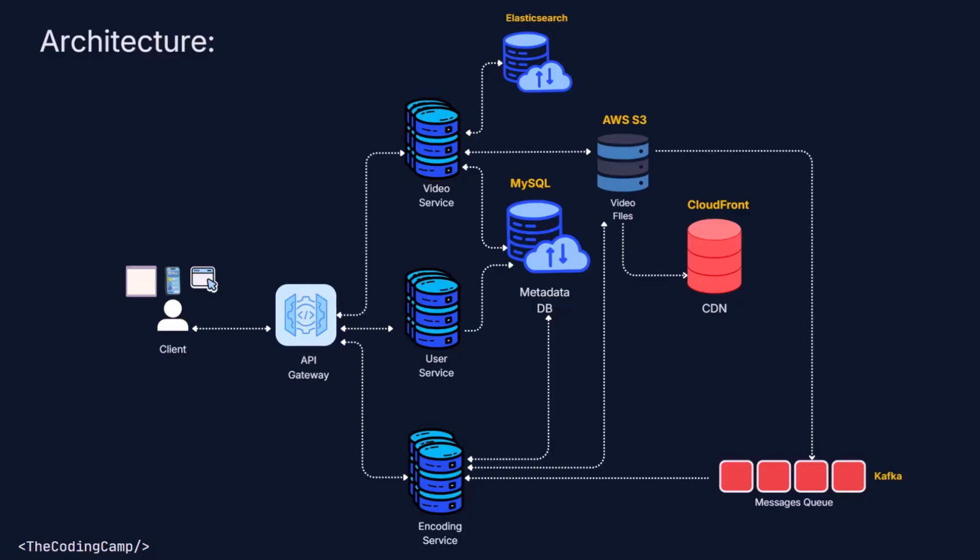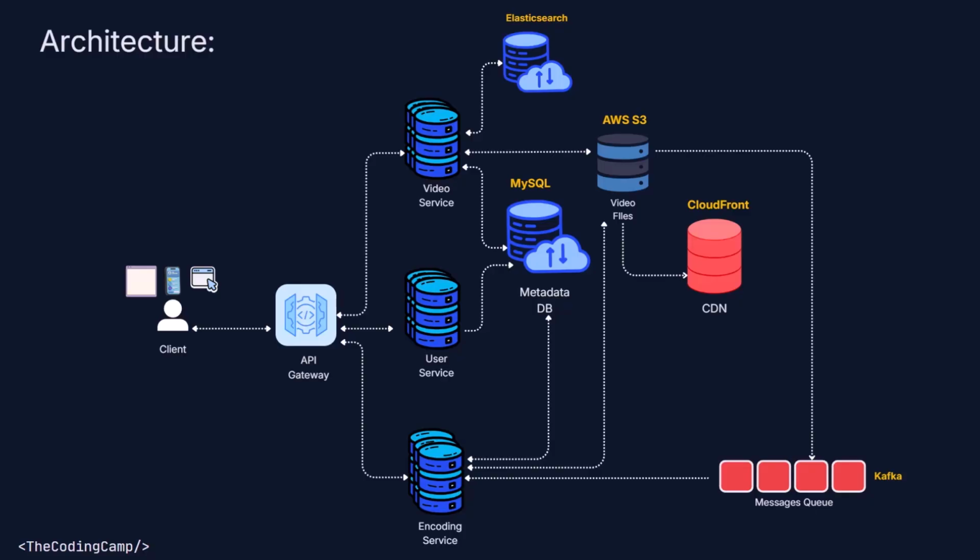I would also go for a CDN since streaming directly from S3 would create huge latency. That speeds up global delivery since videos are cached near to users. For search, I would use Elasticsearch since performing full text search in MySQL would become inefficient at large scale.